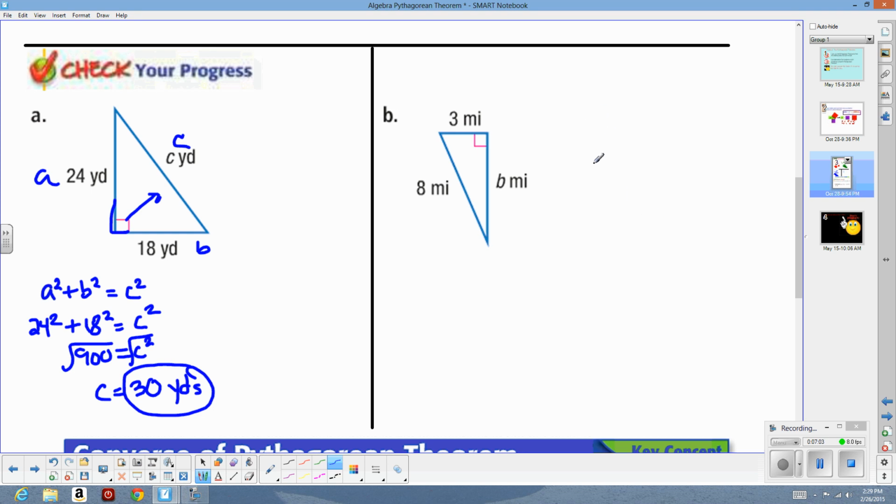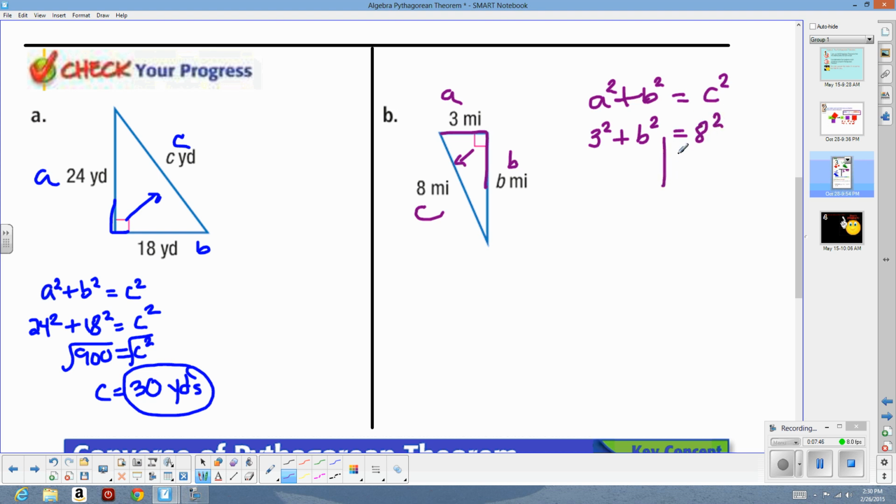And now for the next one, I'm going to write down a squared plus b squared equals c squared. Now I'm going to label my legs and hypotenuse. Right here, these are the legs. So this is going to be a, this one is going to be b, and this side across from the right angle, the longest side, is the hypotenuse, that's c. So now let's plug those into our Pythagorean theorem. 3 squared plus b squared equals 8 squared, since c is equal to 8.